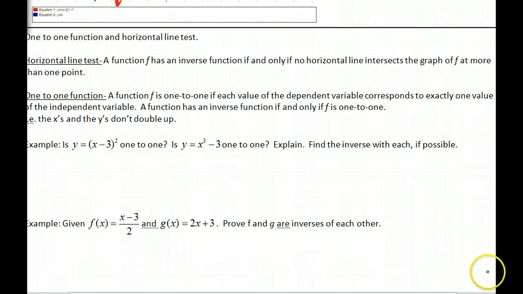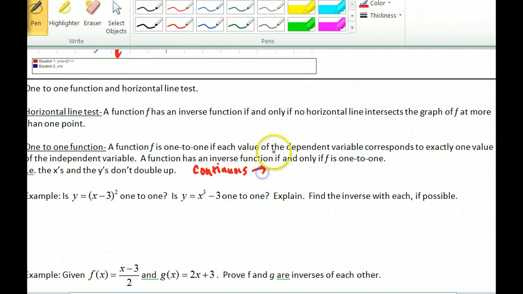And then we also have something that's called a one-to-one function. If you have a one-to-one function, then each value of the dependent variable corresponds exactly one with the independent variable. So like when we had a function before, each x matched up with only one y. Well, if it's one-to-one, each x matches up with only one y, and each y only matches up with one x. So you don't have any duplication. Now, with this, if we have a continuous function, that means that it has to be strictly increasing or strictly decreasing to be one-to-one.